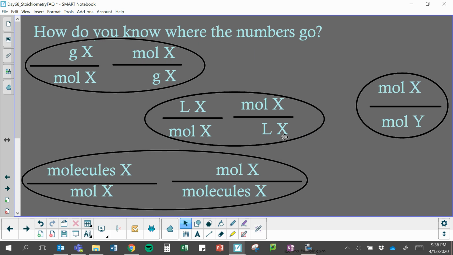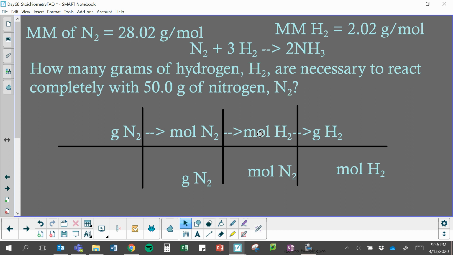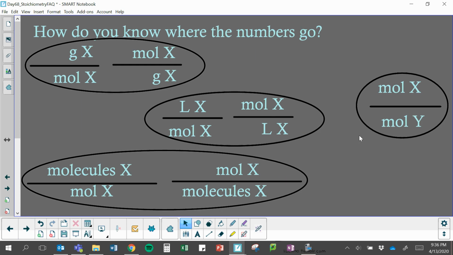We can also have the same thing but with liters, the same thing but with molecules, and then we can have our moles of X over moles of Y. And that's like here, where we have moles of one thing and moles of something else. So the big thing to notice when you're figuring out where to put your numbers in is to remember that if you have the same molecule, so grams of something over moles of the same thing, liters of something over moles of the same thing, molecules and moles of the same thing, every time you have one of these, our mole is always going to be 1.